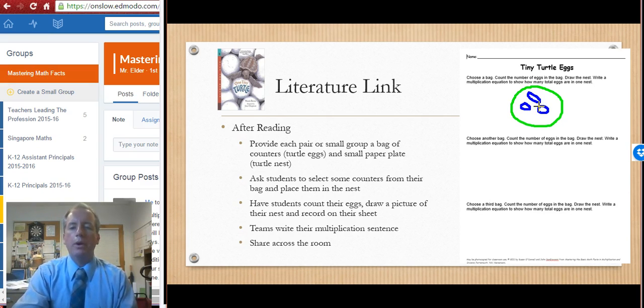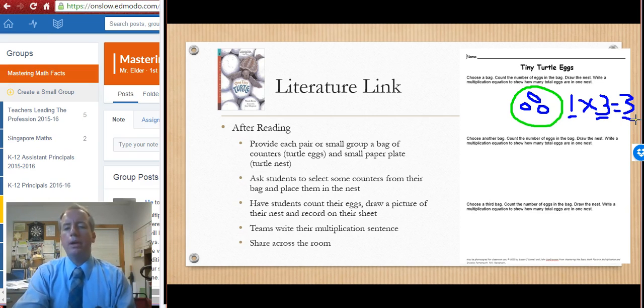And then we're going to write a multiplication equation. So we have one nest times 3 eggs tells me that I have 3 total eggs in this case. So again, the 1 is the number of the nests, the 3 is how many eggs are in there, and then the total number.